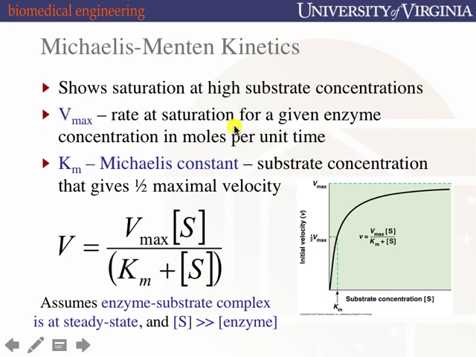Vmax, remember, is the rate at saturation for a given enzyme concentration in moles per unit time. Please be really specific when you're studying about how this is worded. The rate at saturation, right? It's an asymptote here, when the substrate concentration is very high for a given enzyme concentration. That's critical, in moles per unit time.